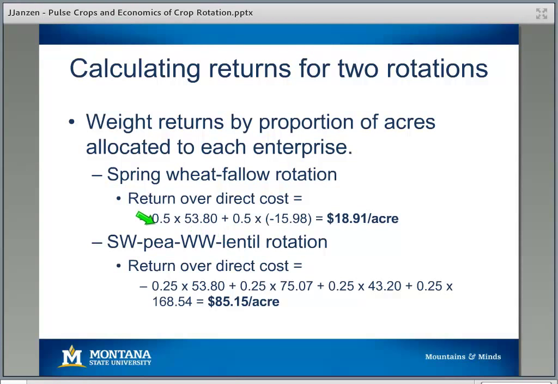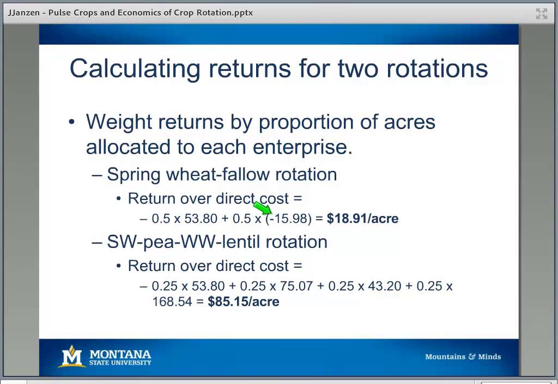So if we're thinking about the return to direct cost calculation, we can simply take the estimate of the returns over those direct costs for each crop and multiply them by the proportion of acres allocated to that. So in that 50-50 spring wheat fallow rotation, we multiply 0.5 or 50% by the return over direct cost for spring wheat, and then add that to the weighted return for that fallow enterprise. So in this situation, I've assumed there's a slight negative return from fallow production. If we're chem fallowing that ground, we have to have a herbicide expense for that fallow year.